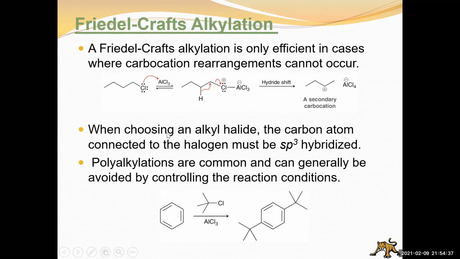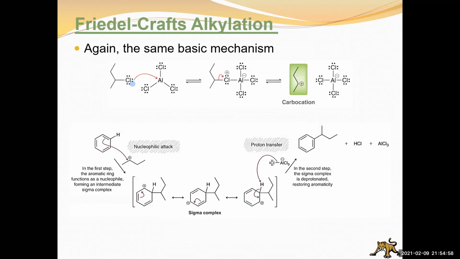Now, here's one of the caveats. The carbon atom connected to the halogen has to be sp3 hybridized. So there's your one condition you've got to meet to be able to do this at all. That carbon that we've been trying to highlight for you has to be sp3.